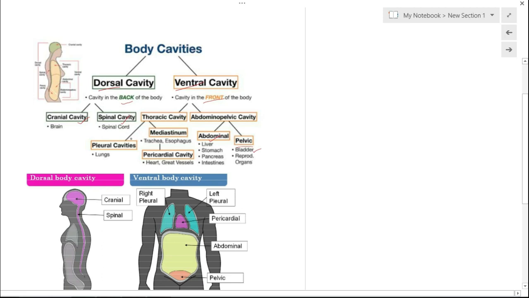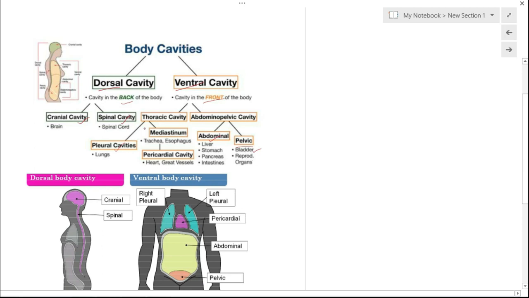Okay, now we will see the thoracic cavity. Thoracic cavity is again classified into two types, that is pleural cavity. Pleural means lungs. Okay, pleural cavities, lungs are present inside the pleural cavity. There are two types of pleural cavity, that is right pleural cavity and left pleural cavity. Inside the right pleural cavity, right lung is there. Inside the left pleural cavity, left lung is there.